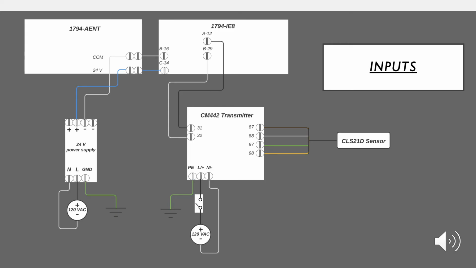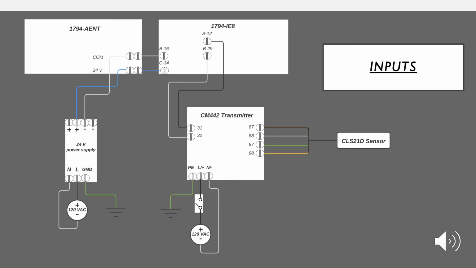Here's a basic wiring diagram of the input side of the system. We have a 24 volt power supply that's being powered by 120 volts AC, and that power supply is powering a 1794-AENT module that allows other PLC modules to communicate with the processor over Ethernet, and that's what holds all the logic for the system. Then the PLC module that we're using on the input side is a 1794-IE8.